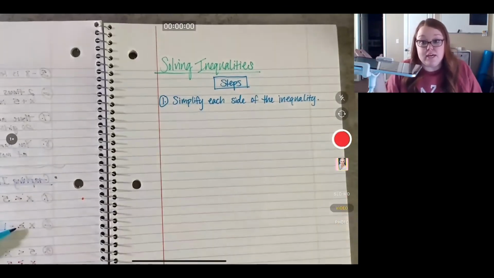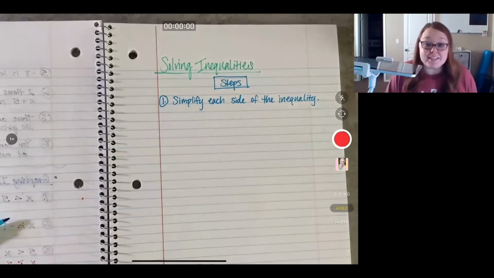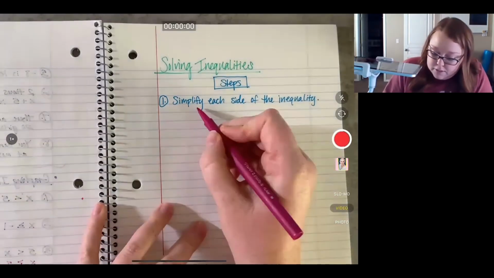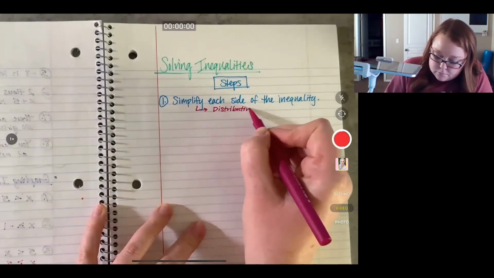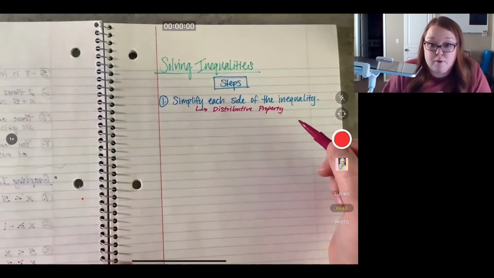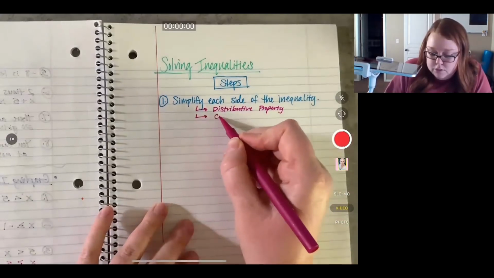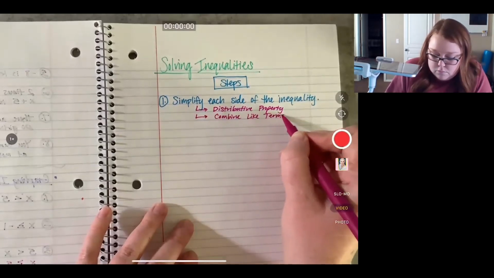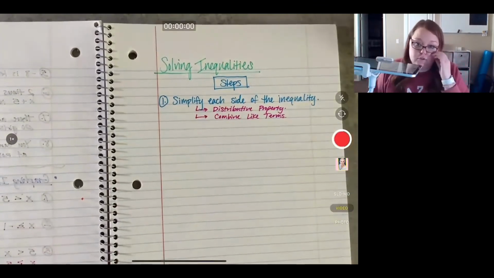So you would look at the left side of the inequality. I don't know if Zoom mirrors me or not, but you look at the left side of the inequality, you simplify it down. What do I mean by simplify? Well, if there's distributive property, do it. After you do distributive property, or maybe there's no distributive property, then you would check to see if you can combine like terms. Okay, so you would do that on the left side, and then you would go to the right side, see if you can simplify there.